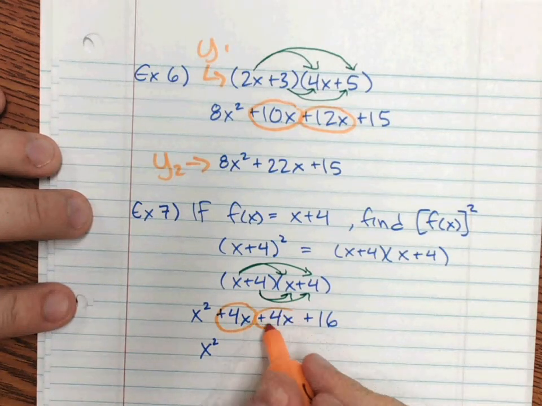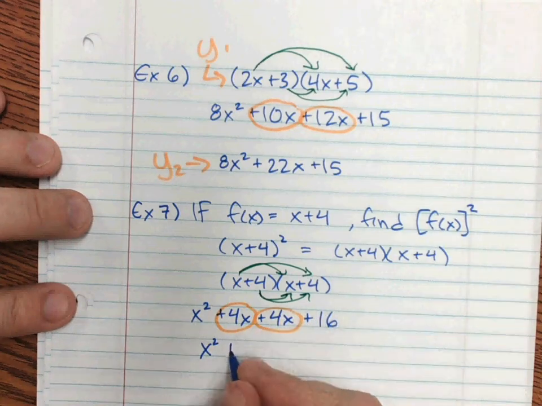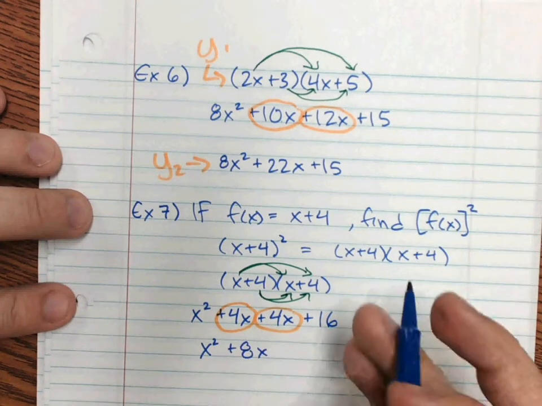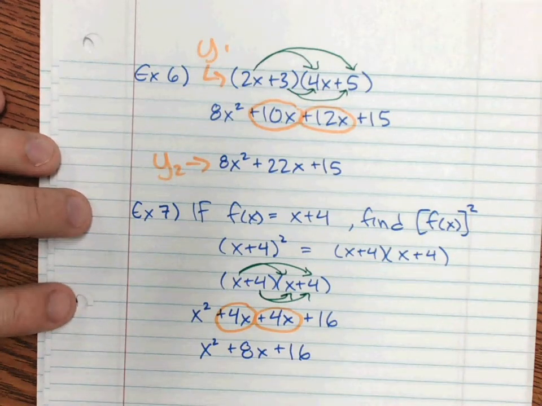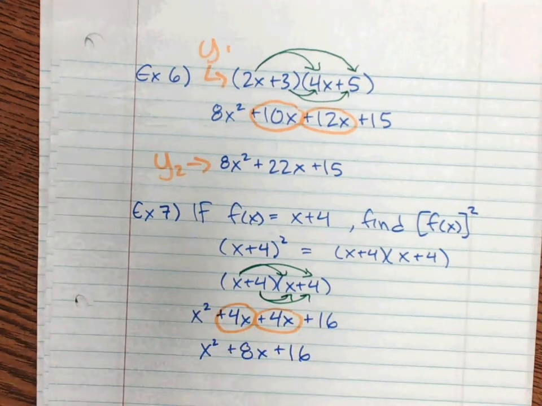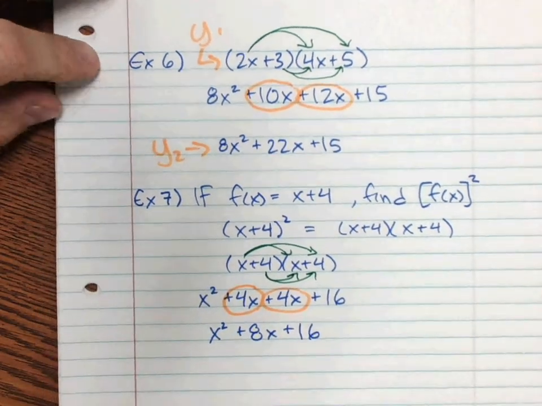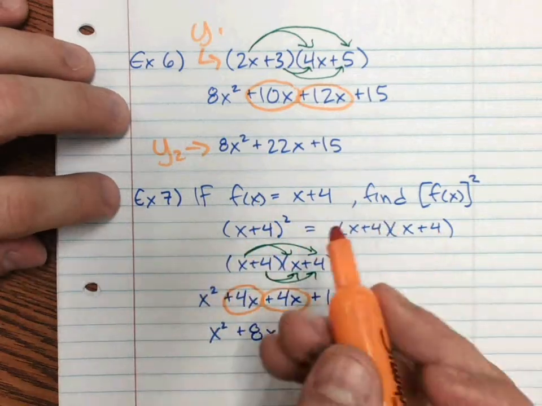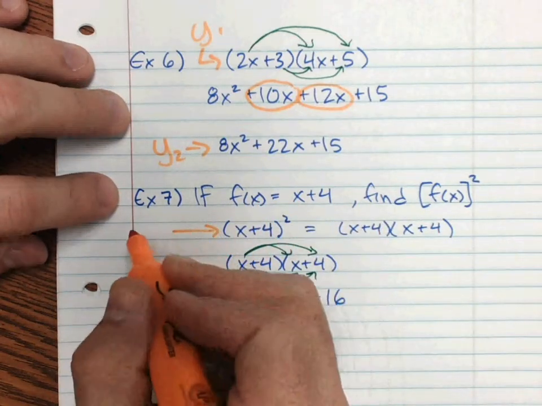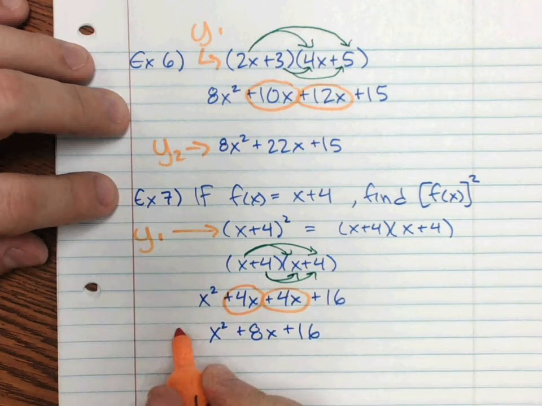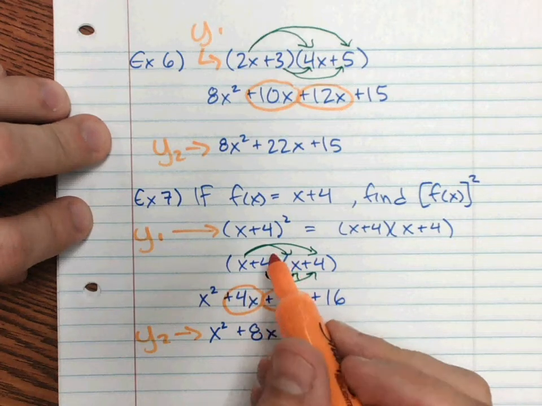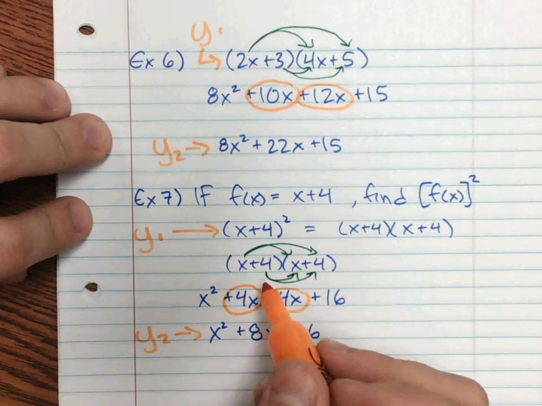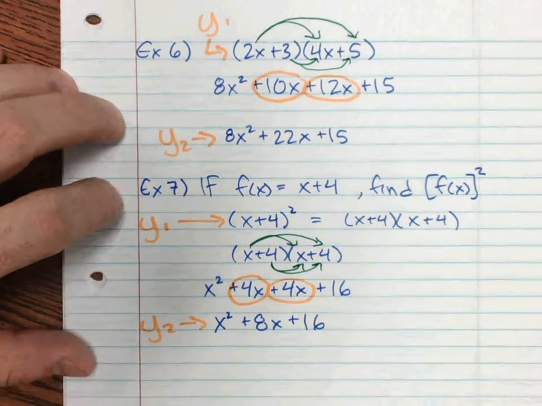Plus 4x and plus 4x do have partners. That becomes 8x. 16 does not have a partner, so 16 comes down. Now again, you can do this and check your answers. What I don't want you to do is check your answers with work you've done halfway through. You want to start off with the first thing you wrote as y1 and what you think the answer is as y2. If you try and pick something halfway through, then if you messed up on one of these interim steps, you're never going to find the correct set of answers.